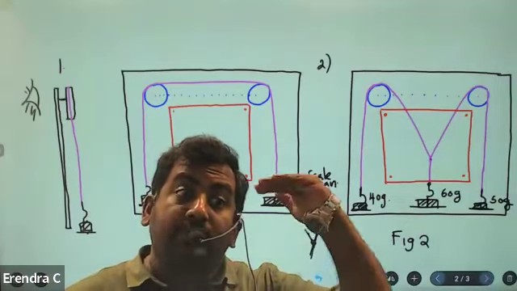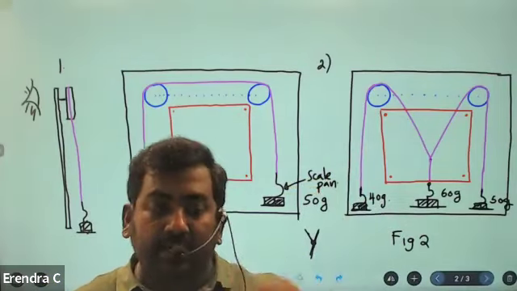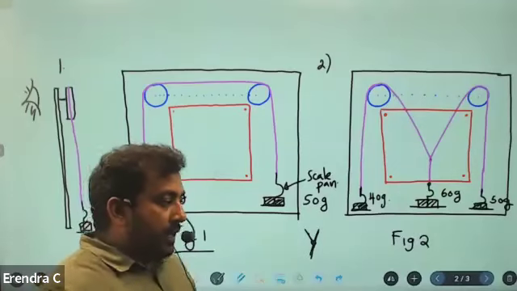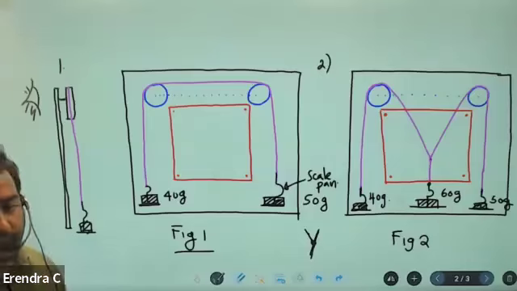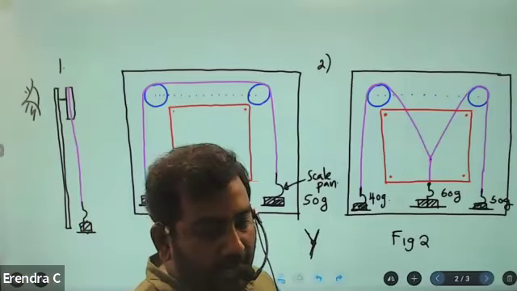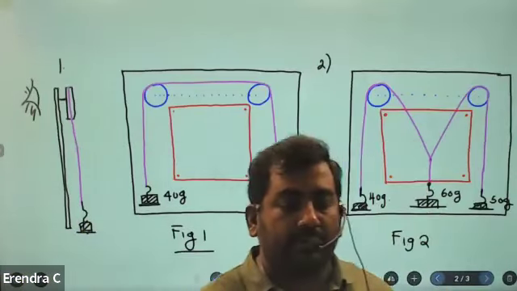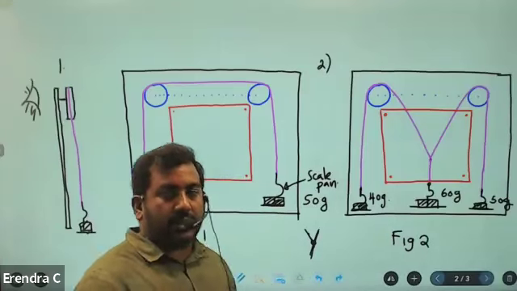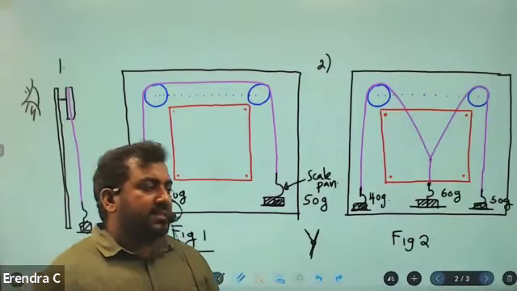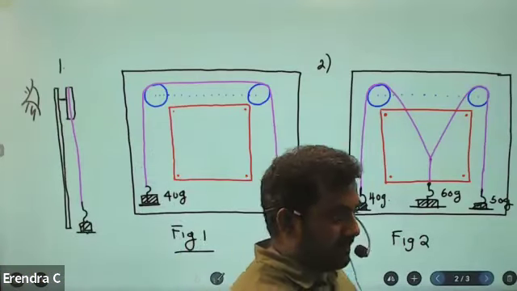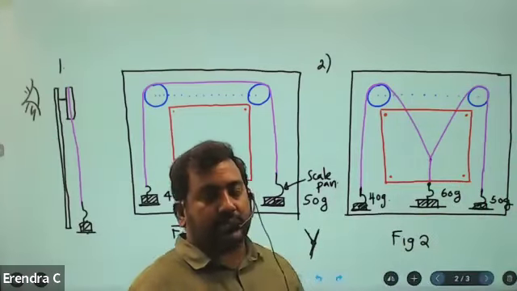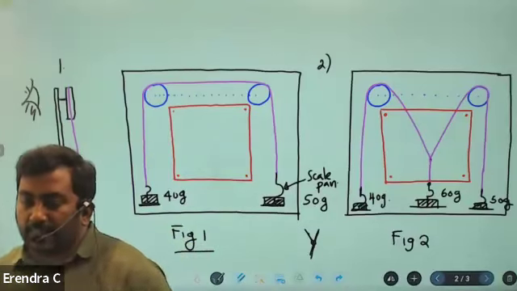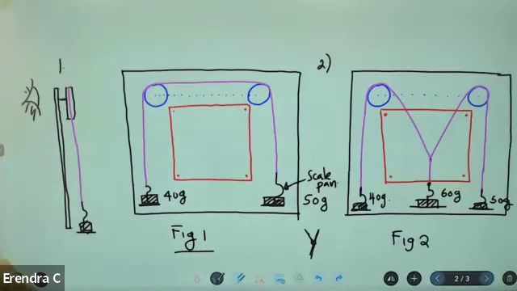If it goes back to its initial position, we say that there is no friction in the pulleys.